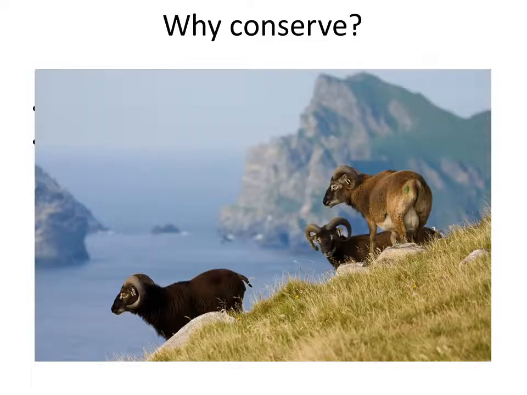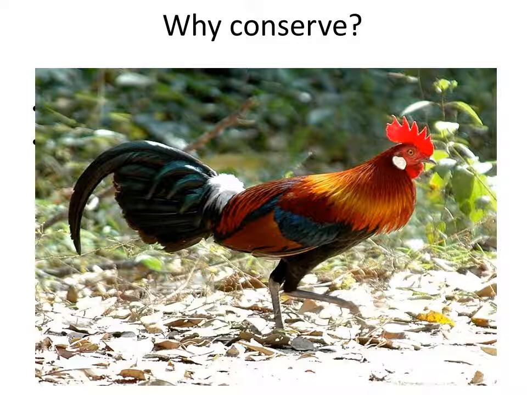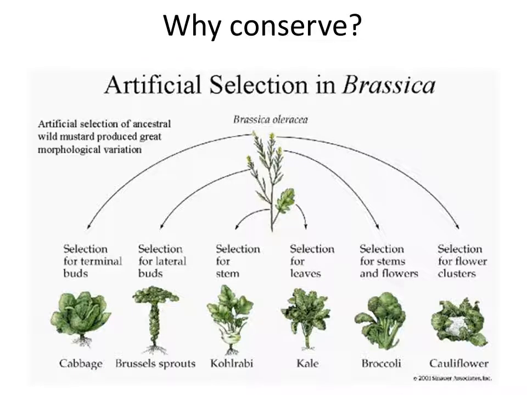Here are the Soay sheep of the Outer Hebrides. These are the ancestors of our domestic sheep. This is a native jungle fowl of India, and from this all our domestic chickens are descended. All of our cultivated brassica vegetables have been bred from a single wild ancestor.